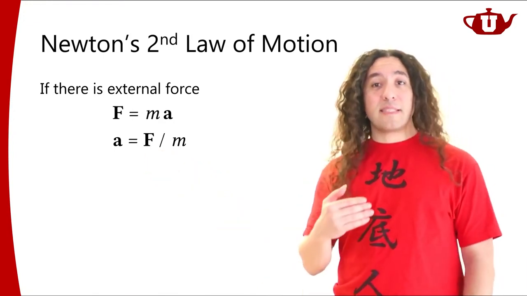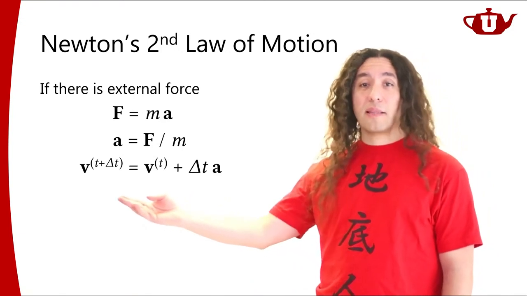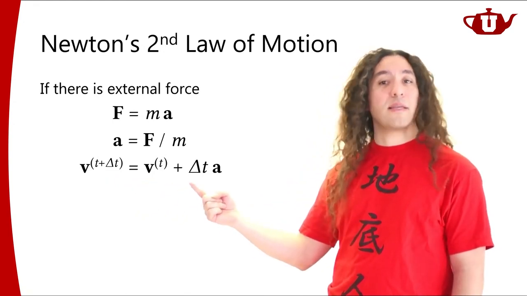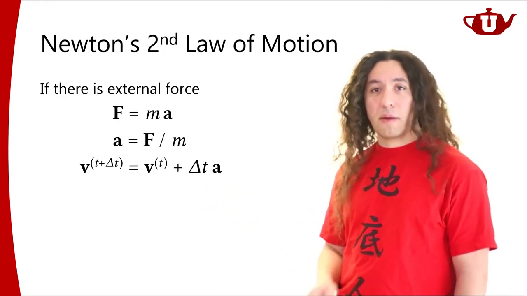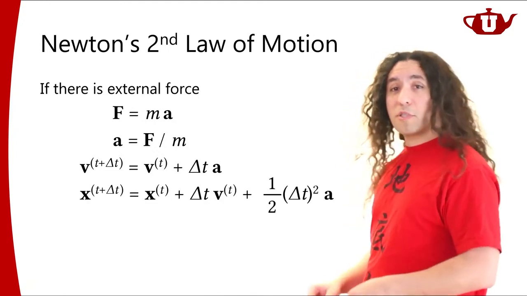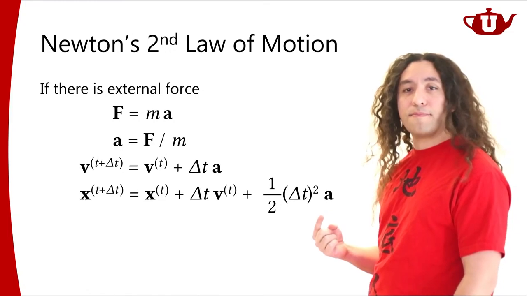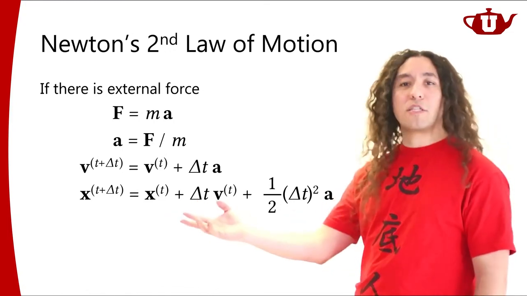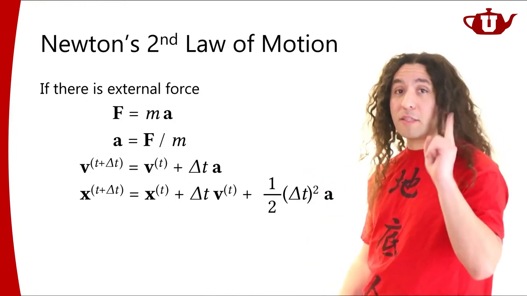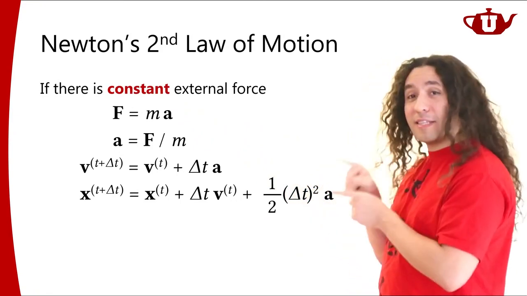If there is acceleration, that means the object's velocity is going to change, right? And the velocity is going to change like so. The velocity at the end of the time step is going to be equal to the velocity at the beginning of the time step plus time step size times the acceleration, right? And using this, we can also write the position. Now, the position turns out to be this equation, so it's impacted by its velocity, and it's also impacted by the acceleration. So this becomes the equation of position. But these equations only hold under one very important condition, that this external force is constant. If the external force is constant, these are the equations.